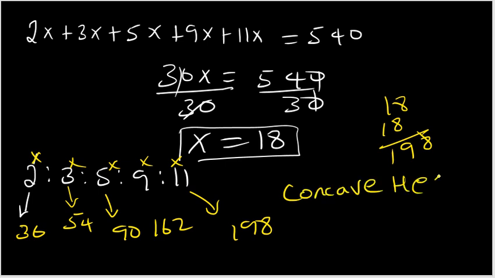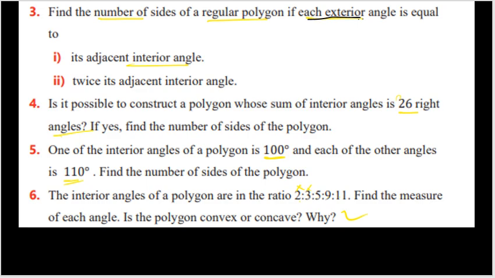hexagon, because one of the angles, as you see, is greater than 180 degrees, so it is concave. So the answer for question number 6, is the polygon convex or concave: it's concave. Why? For concave polygons, at least one of the angles should be greater than 180 degrees. So it satisfies that condition. So that's the way we can solve this question. I'll be back with the remaining questions.